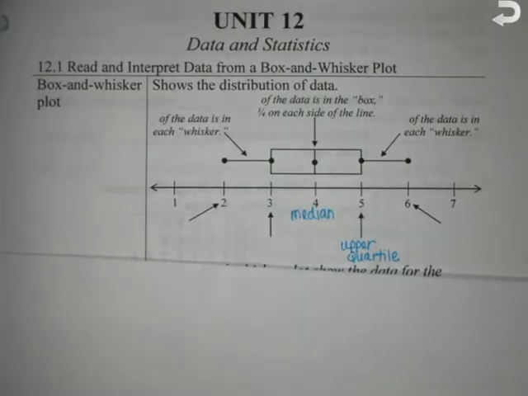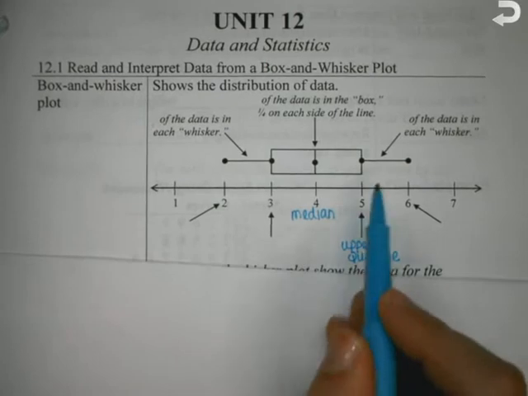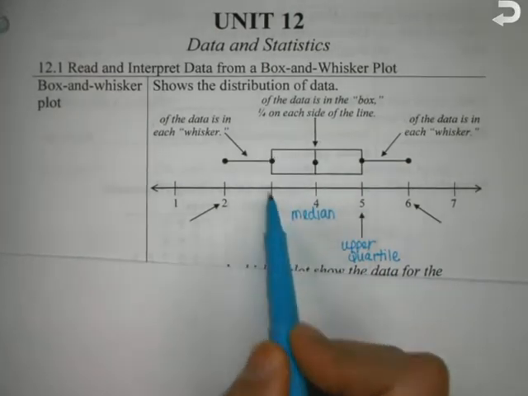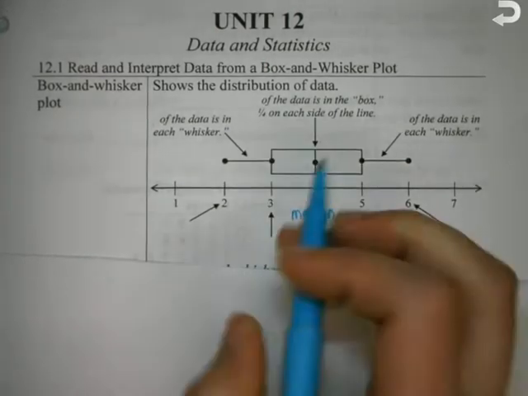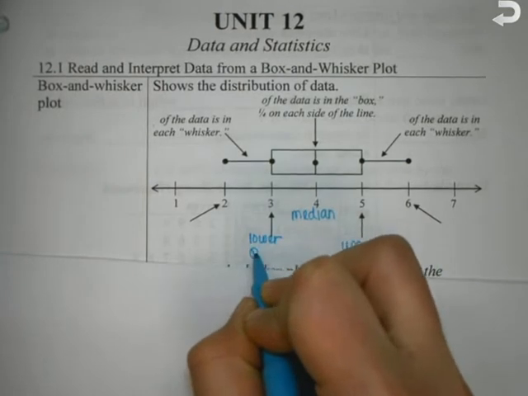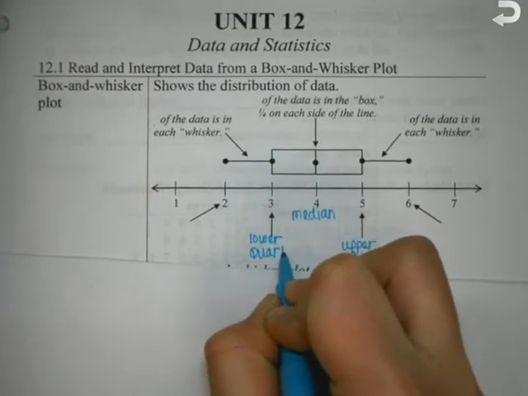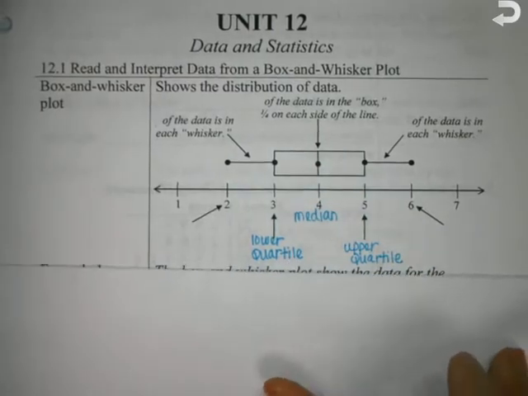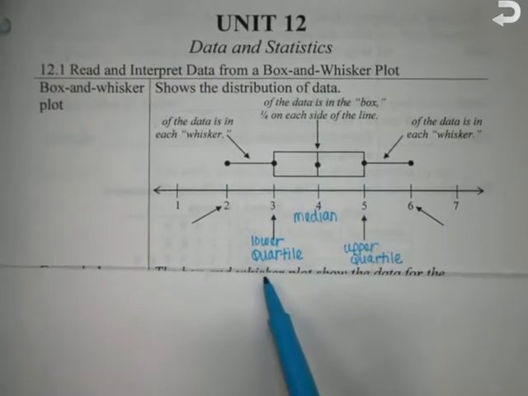Okay? So if the biggest part on the right-hand side is called the upper quartile, where the box ends, what do you think this one is called? The lower quartile. Okay, so that is called the lower quartile, the bottom part where the box ends on the left.